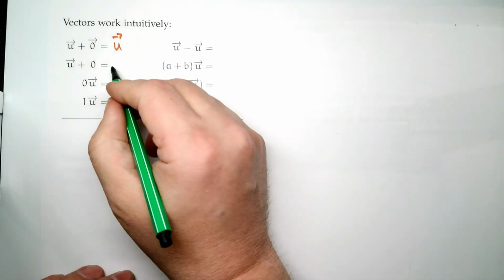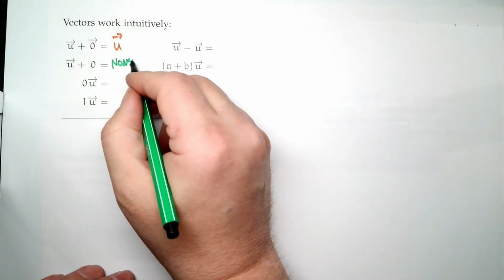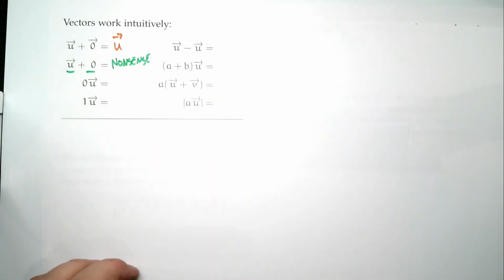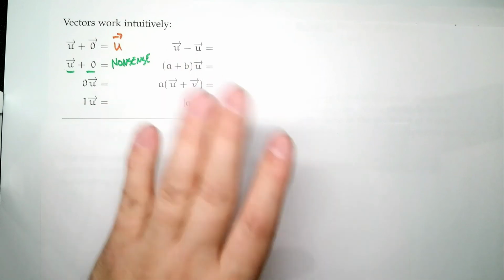I have nonsense. Why? Well, the problem is these are two different types of objects. One's a vector, one's a number. You can't mix. People might say oil and water. But look, you have to be careful. Make sure that what you're doing makes sense. That's the only nonsense one, by the way.